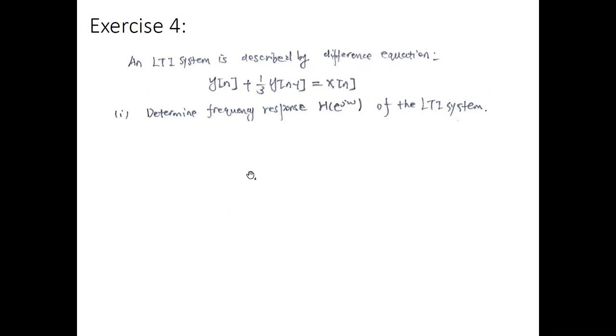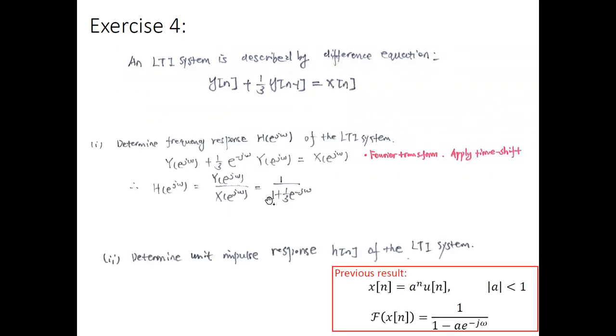Okay, let's look at the answer for this question. We apply a Fourier transform. So small y has Fourier transform capital Y. The second term, because it is delayed by one unit, is multiplied by exponential minus j omega, with coefficient 1/3. Because of linearity, the right-hand side is capital X. So capital Y divided by capital X is 1 divided by 1 plus 1/3 exponential minus j omega. I just applied the time shift property to obtain the Fourier transform.